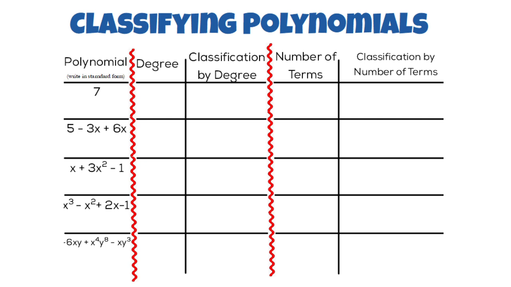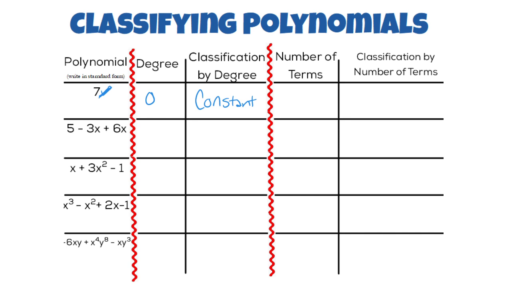So this first one is just a 7. There's not even a variable involved. If there were going to be a variable, it would be an x to the 0 power, because anything to the 0 power is 1 and it would just go away. So it's not really there. We don't see it, but we need to recognize that that is a 0 degree. If you have a 0 degree, then that is always going to be a constant.